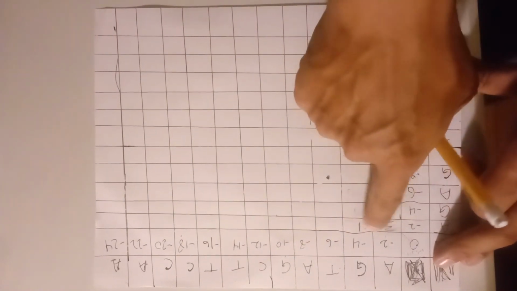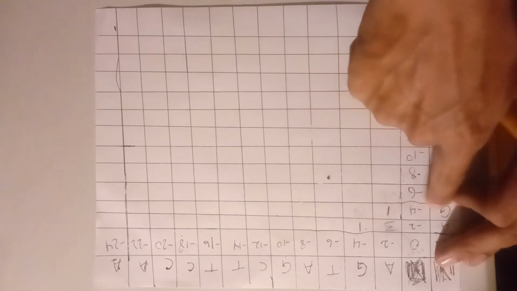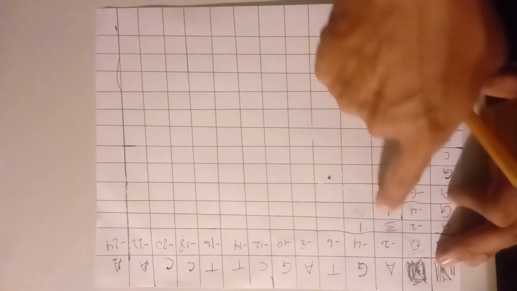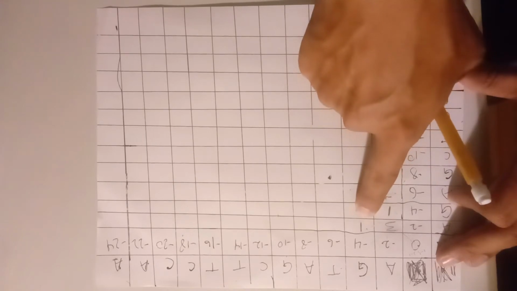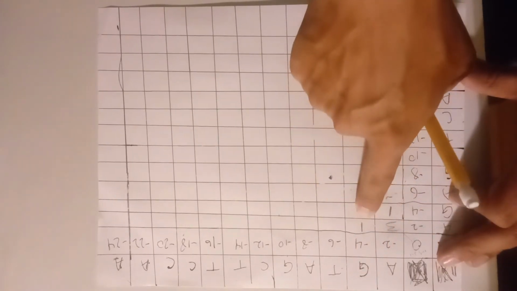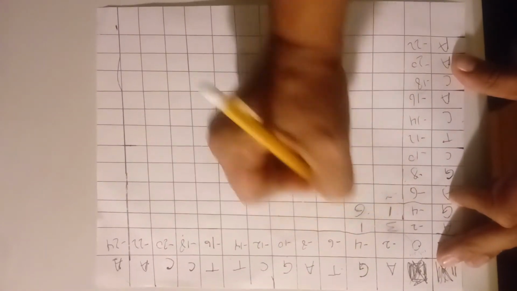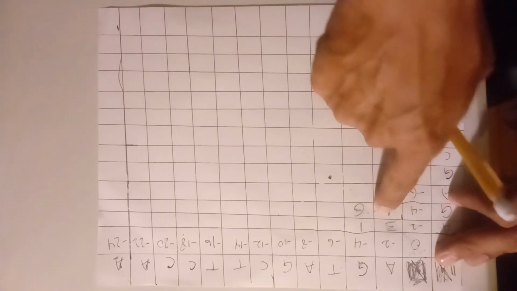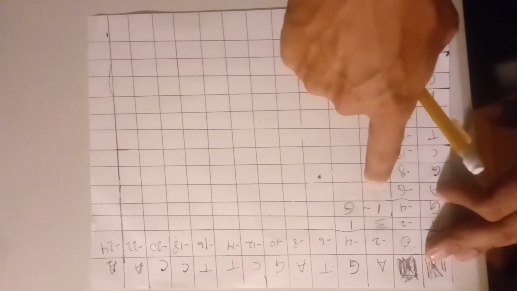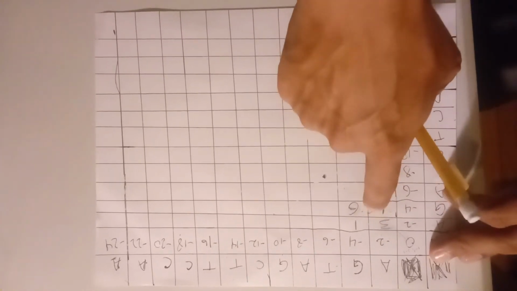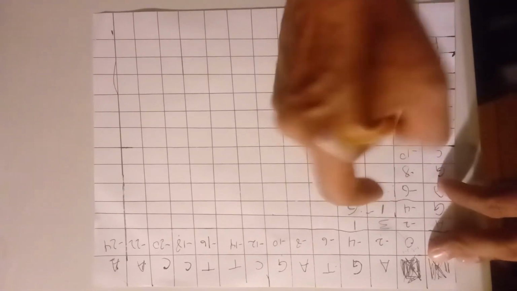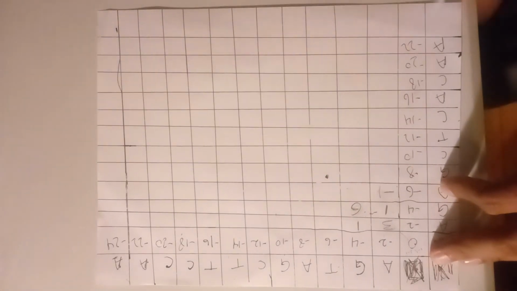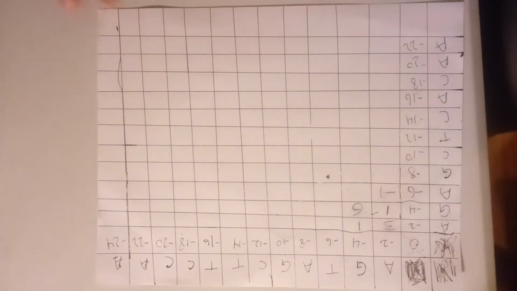Let's go into this one. What's the maximum? 3. G. G is a match. 3 in the diagonal plus 3 for the match is 6, right? Let's do this one. The maximum is 1, but if I move below, that's a gap. So 1 minus 2 is -1, right? And so on and so forth.